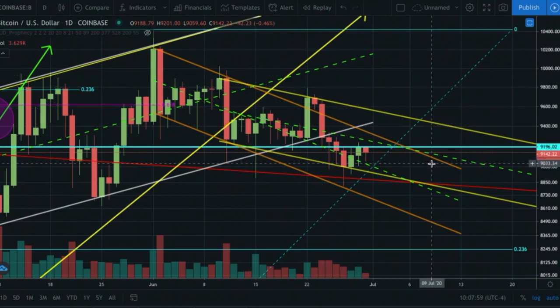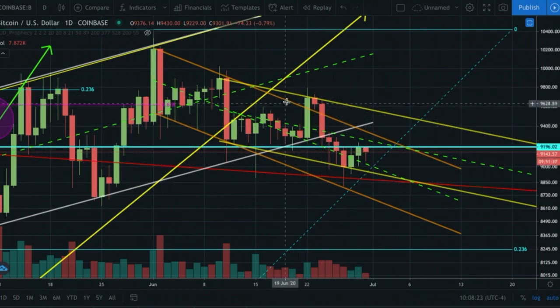So we still have that orange channel that we're operating inside of, but we also started to form another one. Now there's only two touch points on the top right here, and I would still consider only two on the bottom. But we started forming a less severely sloped, still descending channel. So I would like to see how these two channels interact and where we end up.